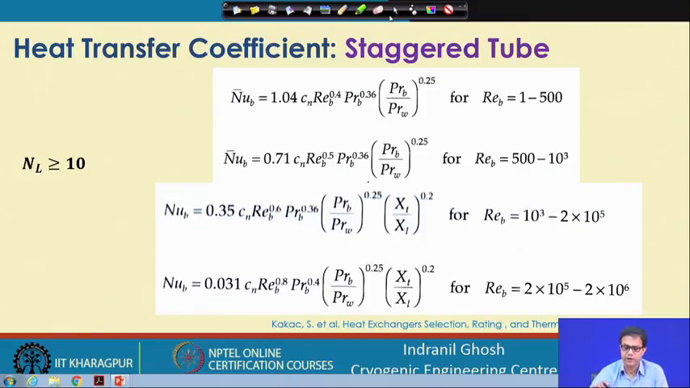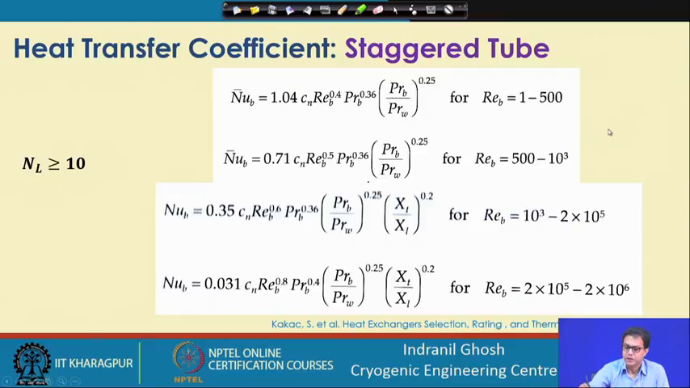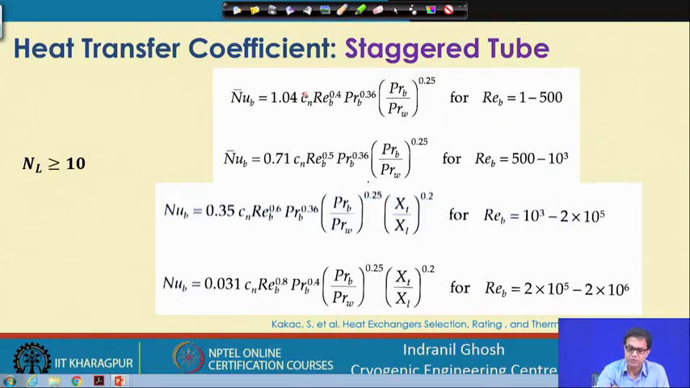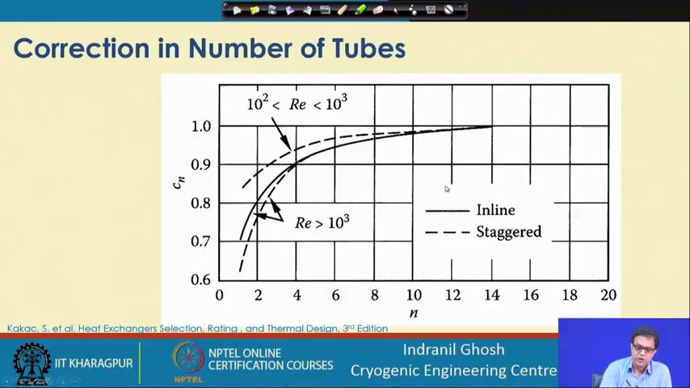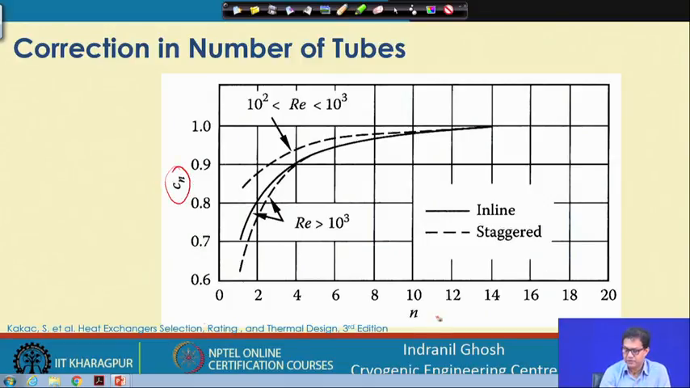So, now we have the correlations available for the tube side and the shell side, where the tubes are arranged either in inline configuration or in staggered condition. Based on this information, as we have said earlier, we have to take account of this Cn, and how to estimate this Cn. We will now find that there is a graph where we can correlate this Cn. This is Cn as a function of number of tubes.